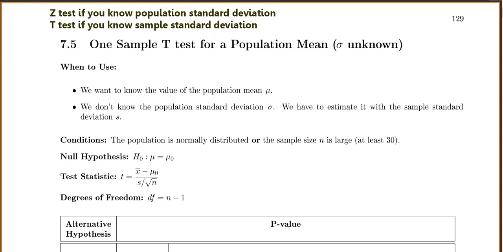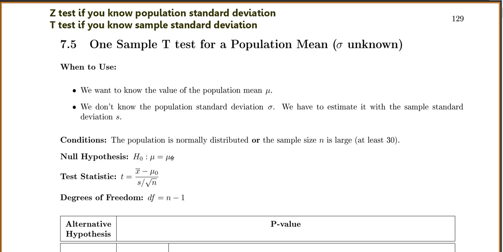We use this test when we're interested in the value of our population mean mu, and we don't know our population standard deviation. So instead we have to estimate it with our sample standard deviation, and that's why we switch from z to t. The conditions to do this test are that your population has to be normally distributed or your sample size has to be large, of at least 30.